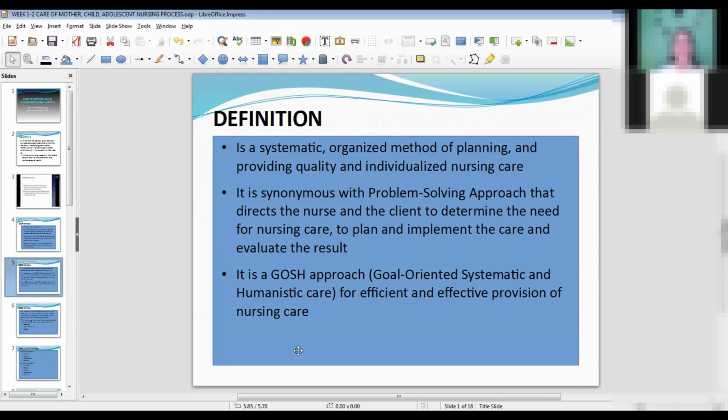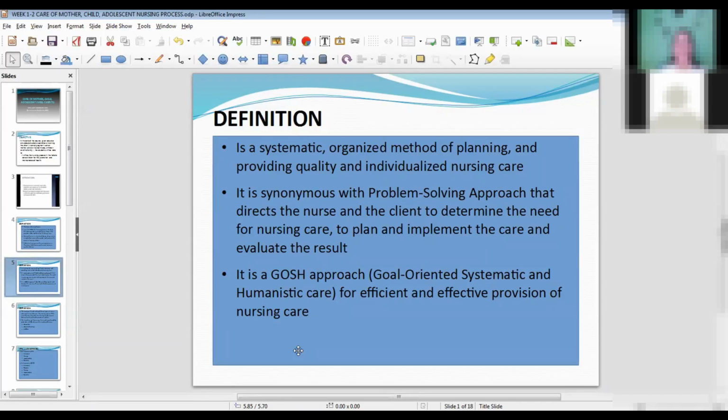Another definition of nursing process: it is synonymous with a problem-solving approach that directs the nurse and the client to determine the need for nursing care, to plan and implement the care, and evaluate the result. With problem solving, you have the presented signs and symptoms or verbalization by the patient. Now our role is to identify what the problem is and what causes the problem. That is why it is a problem-solving approach. Parang mathematical equation.